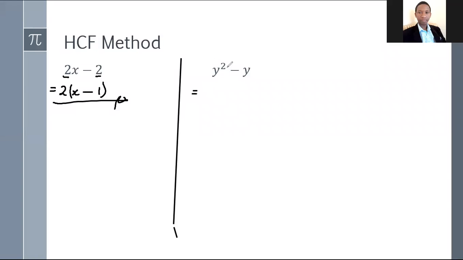Here, it's quite different. What I want you to notice is that whereas in this example the highest common factor was a number, a known value, in this example the highest common factor is not necessarily a known value, it is a variable. So what I do here, I'll take out y, and then y squared divided by y is y, y divided by y is 1.